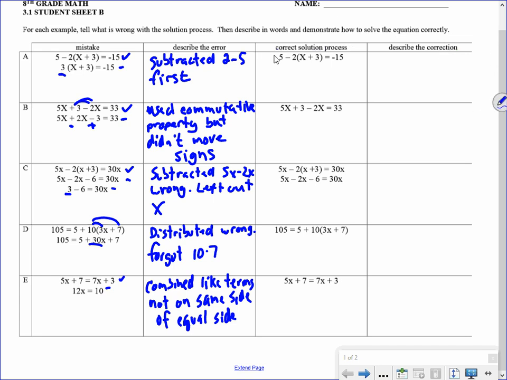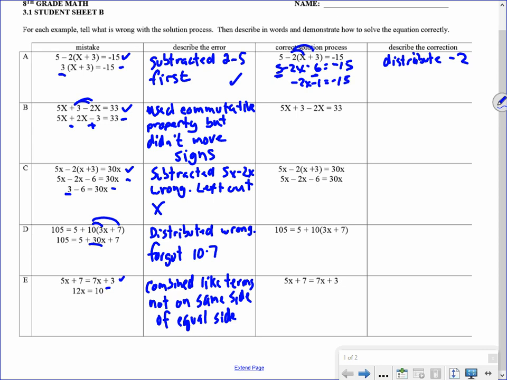So what's the correction we need to do that they failed to do over here? So what do we have to do? What do we have to correct it? Right, we have to distribute the -2. So when I distribute that -2 into here, you should have 5 minus 2x, and then what? Minus 6 equals -15. So when I combine like terms with the 5 and the -6, we get -1.